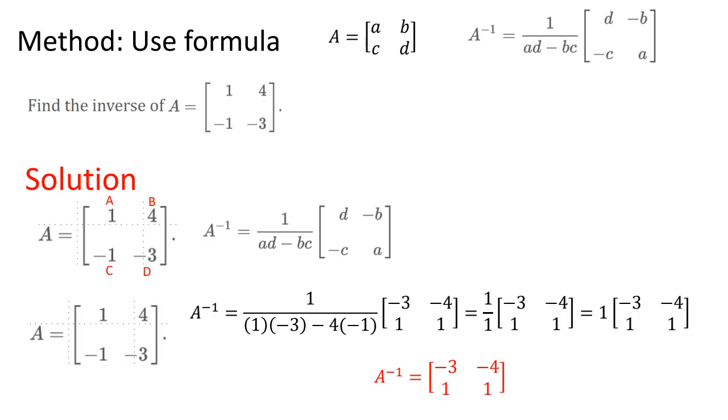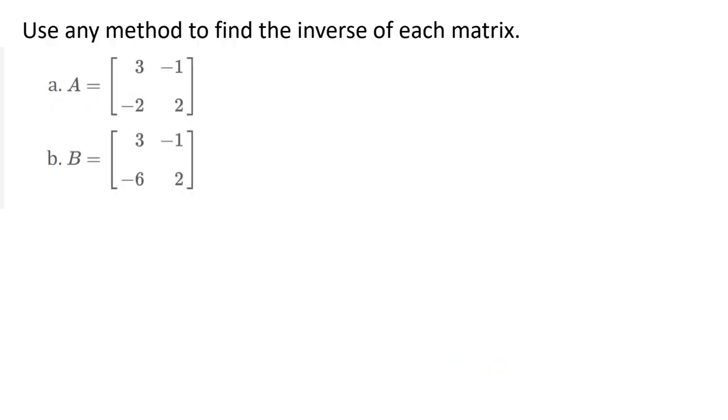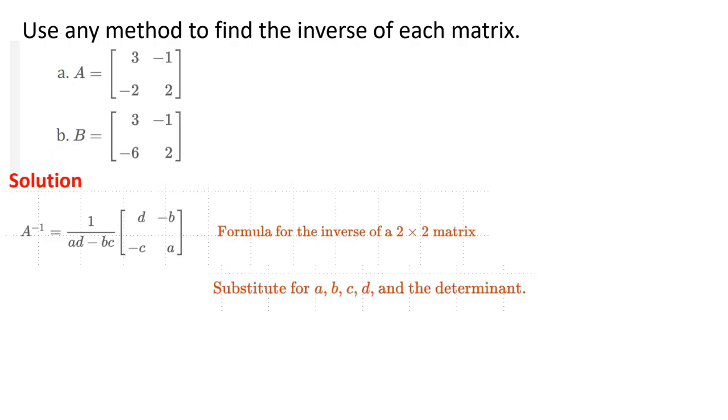Okay, so these are the two methods that are most commonly used. The third method, I personally like it, but it seems to be a little long because it's a system of equations. But if you're comfortable with systems of equations, then that would be something that you might like as well. So let's find the inverse for these two examples here. And you can use whatever method you want. So we're just going to use the formula since they're 2 by 2.